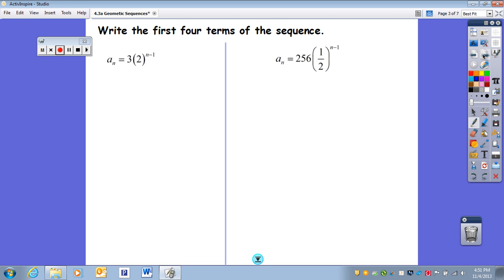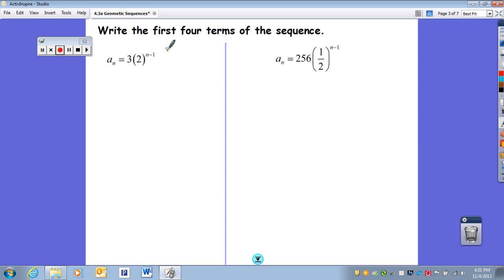So what we want to do first is to be able to write the first 4 terms of the sequence. So I want term number 1. So if n is equal to 1, which is my first term, all I need to do is put it in this formula to find my first term. So I'm going to put n is equal to 1. So I have a sub 1, and that's going to equal 3 times 2 to the 1 minus 1 power. Well, 1 minus 1 is 0, and 2 to the 0 power is 1, so 3 times 1 would equal 3.